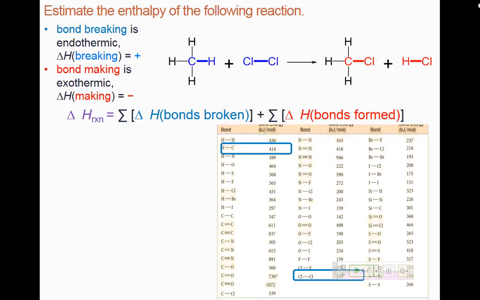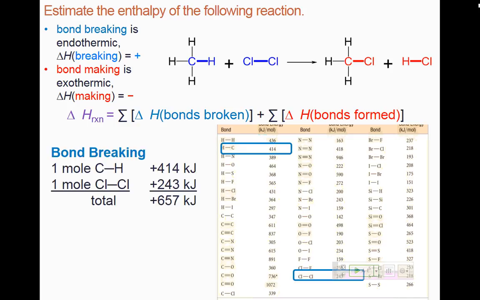In the chart, the numbers don't contain a sign. You have to put that in. So we're looking at breaking them, so that sign's going to be positive. That takes energy. So overall, it's going to take 657 kilojoules of energy to break my carbon-hydrogen bond and my chlorine-chlorine bond. Then we're forming a carbon-chlorine bond, so I find that.